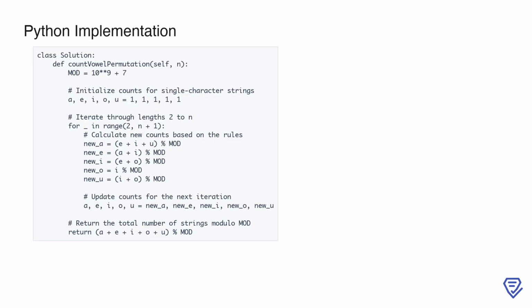After computing the new counts, the old counts are updated to reflect the current state. Finally, the function returns the total number of valid strings of length n by summing the counts for all vowels, a plus e plus i plus o plus u, modulo mod. This approach is both time and space efficient, with a time complexity of O(n) and a constant space complexity, as it only keeps track of the counts for the current and previous iterations.